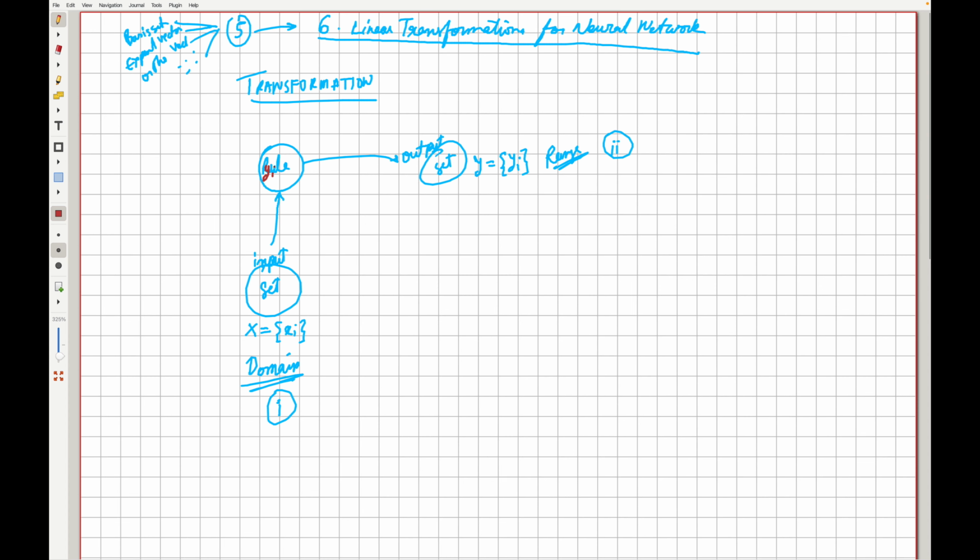And so to write the rule, we can write it as, let's say, y of I is equal to A x of I. So for any value of x of I, we apply the rule to get the value of y of I. And that's the general thinking around transformations.